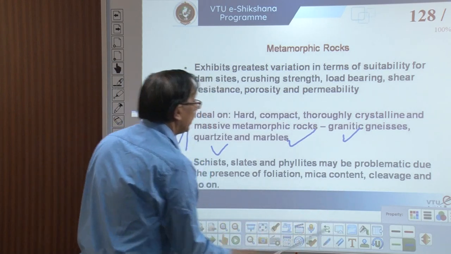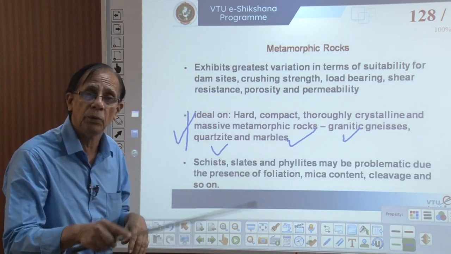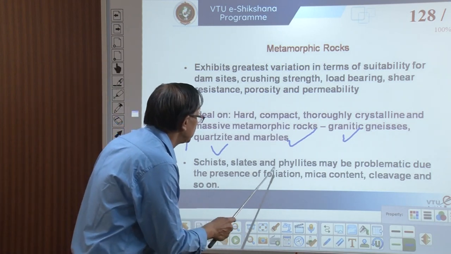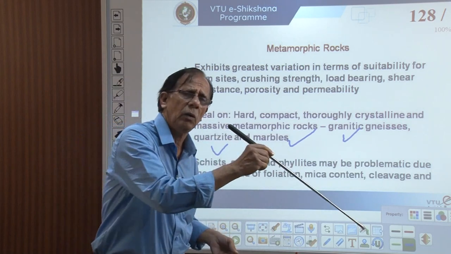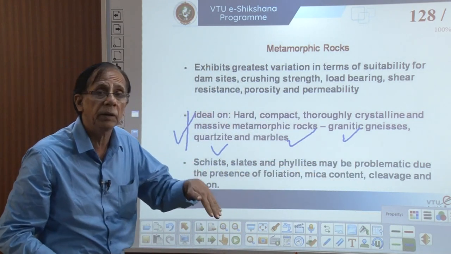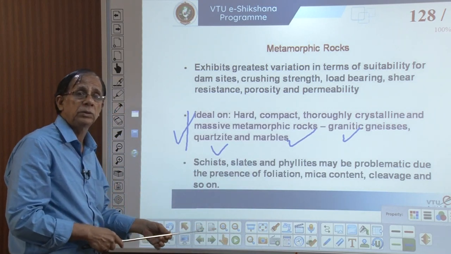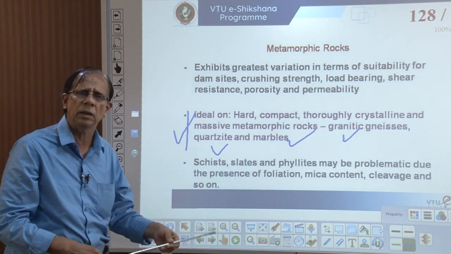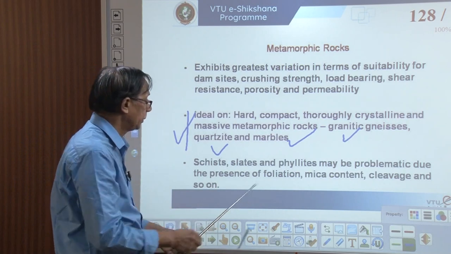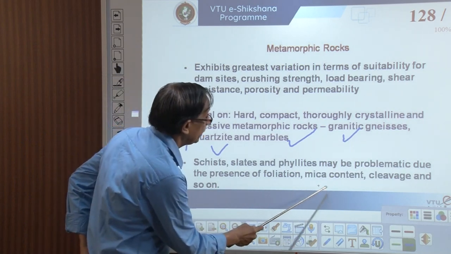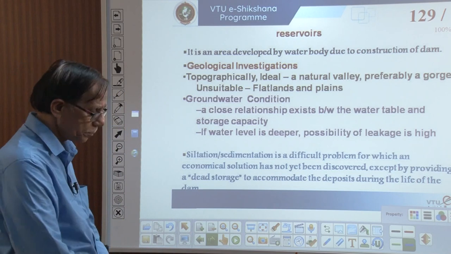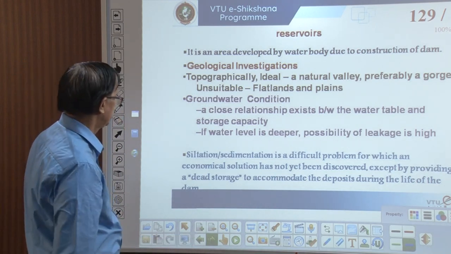Schist, slate, phyllite are problematic. We have discussed the layered rocks; similar to that, schistosity and slaty cleavages in all respects resemble and behave similar to the layered structure. Therefore, orientation of cleavage or schistosity is important. In general, schistose rocks are not suitable for foundation of major structures because of their mica content, cleavage, etc., they absorb water, etc., they are not suitable. Reservoirs.